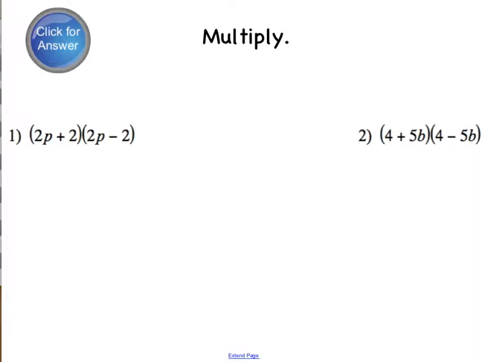Now, I want you to multiply these numbers. When you are done, press pause on your video. When you're done, press play again to check your answers.